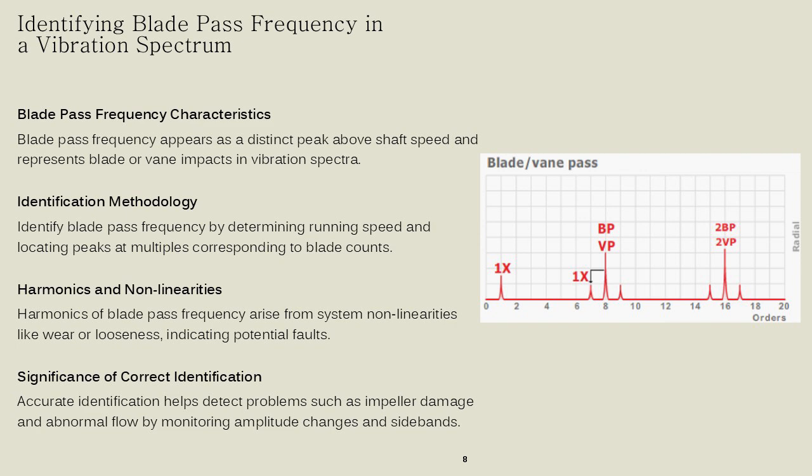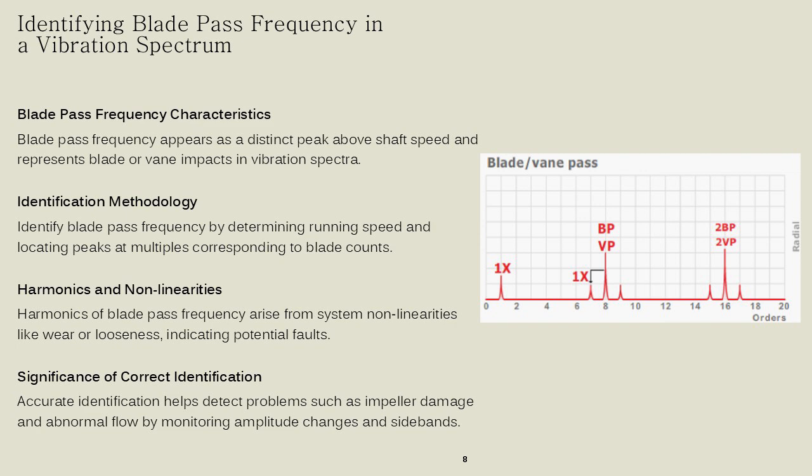In a vibration spectrum, blade, vane, or lobe pass frequency typically appears as a discrete and often prominent peak at a frequency higher than the shaft rotational speed. In centrifugal pumps, it is common for the vane pass frequency to be one of the dominant spectral components, even under normal operating conditions. The analyst identifies this frequency by first determining the running speed, one order, and then locating the peak at the calculated multiple corresponding to the number of blades or vanes.